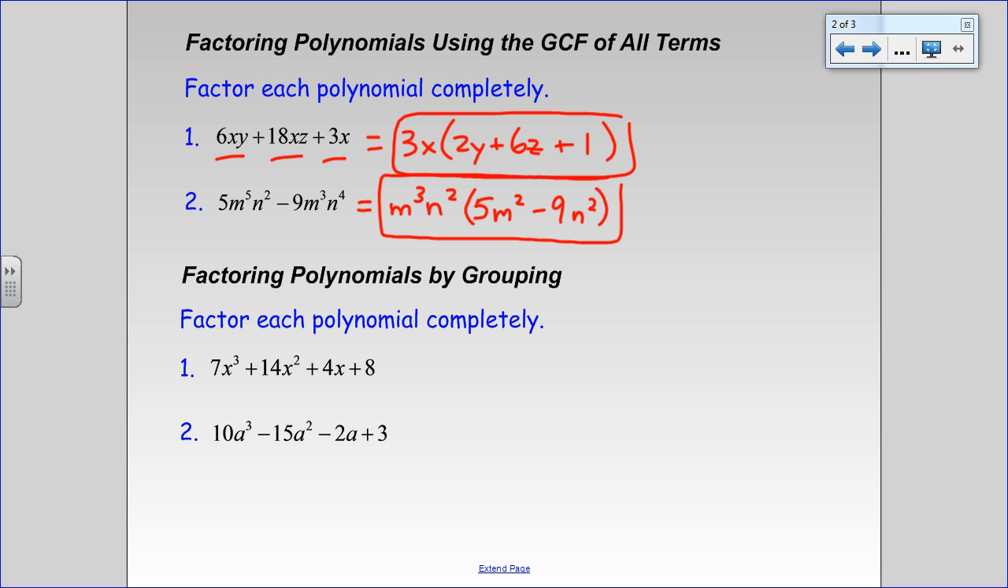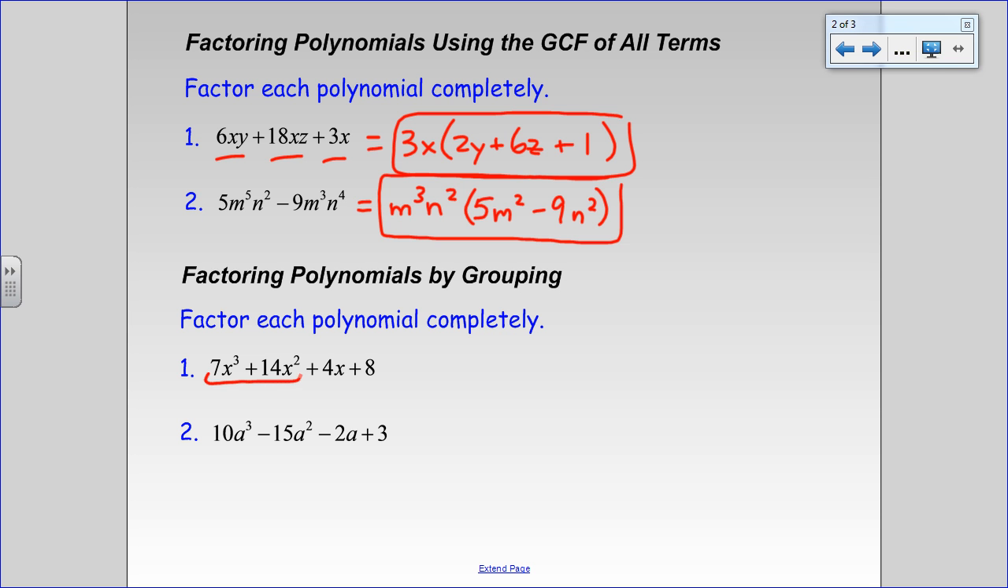Now there may be cases when we need to factor polynomials in which there is no greatest common factor other than 1 for all the terms of the polynomial. In such cases, we will factor the polynomials by a method called grouping. Let's look at the first example, 7x cubed plus 14x squared plus 4x plus 8. Note that for these 4 terms, there is no greatest common factor other than 1. So we will group the polynomial into 2 pairs of 2 terms each.